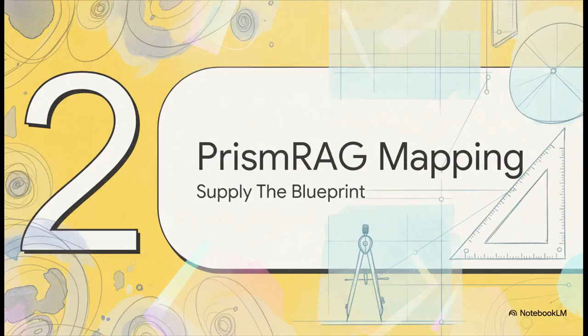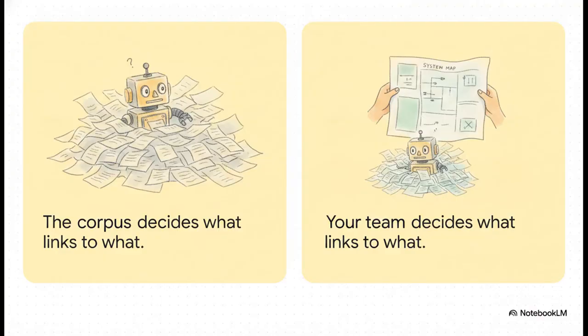Moving on to Section 2. Introducing prismrag mapping. You supply the blueprint. Now look at the difference here. On the left, with standard GraphRAG, the corpus is deciding what links to what. But check out the prismrag approach on the right. Your team decides what links to what. You aren't just sending that robot out blind anymore, you're actually handing it an official zoning map first. You tell it exactly which neighborhoods exist and which exact addresses belong in which district. This is a massive, game-changing inversion of control. It firmly puts human intent back in the driver's seat of your knowledge graph.